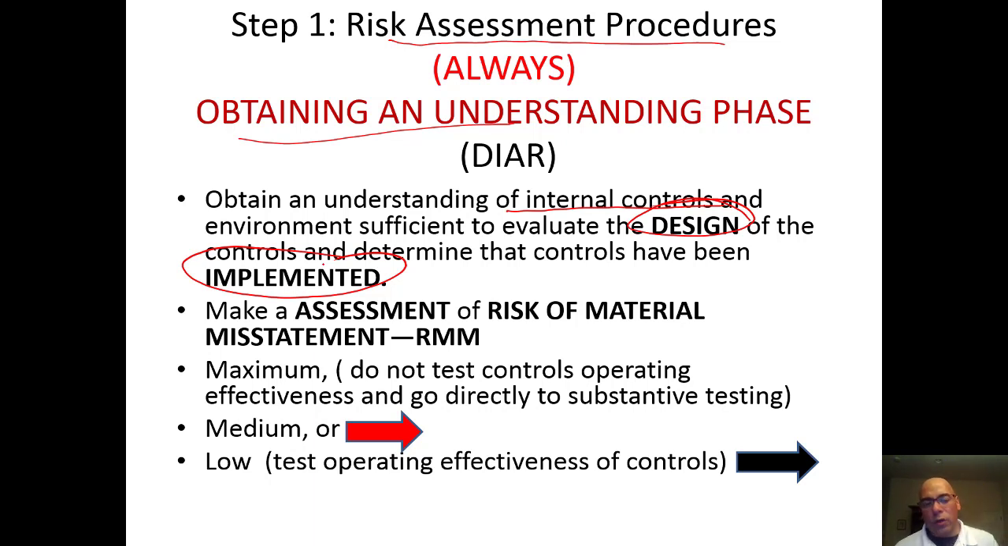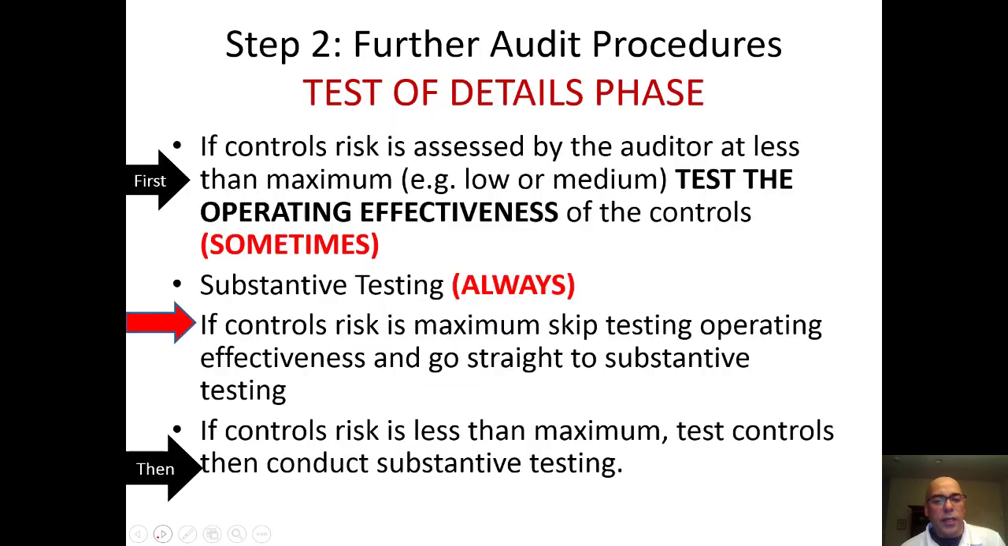And when we do that, we now see that we will test, key phrase, test the operating effectiveness of the controls. And remember, when we test the operating effectiveness, that's because we have assessed the risk of material misstatement at less than the maximum. When we obtained understanding, we saw some controls that we thought would be effective in preventing or detecting a material misstatement, and so we went ahead and we would then test the operating effectiveness of the controls, and then that would allow us to determine the timing, extent, and nature of our substantive procedures.